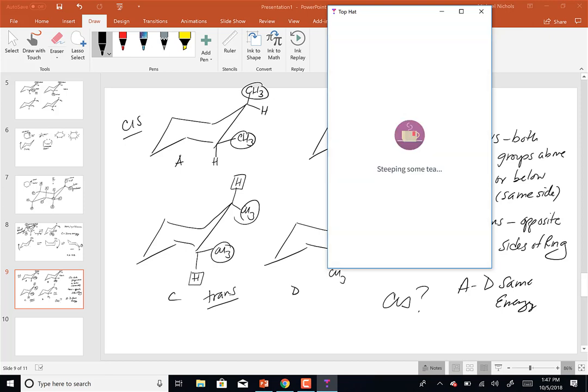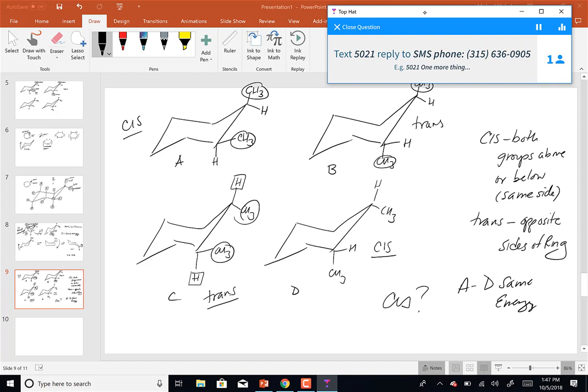So what I would like is, your choices now are A, B, or C, and if you use A, then it's A and D. But of A, B, and C, which one is the most stable? Which one is the most stable? Remember, stable's less energy. So which one's the most stable?